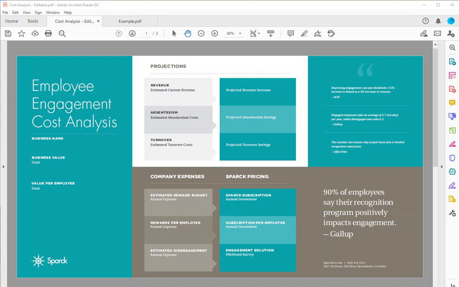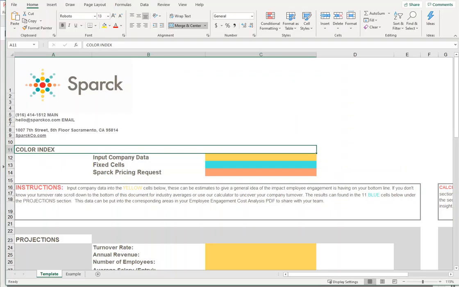For our cost analysis, we pull from credible sources like Deloitte and Gallup to help you gain leadership buy-in for your strategies by showing the impact of engagement on your bottom line. By now you should have received two documents. The first is this PDF overview to share the results, and the second is an engagement calculator. To download these free tools and find information about the research and calculations, there's a link to our resource page below. Now let's get started with the calculator.